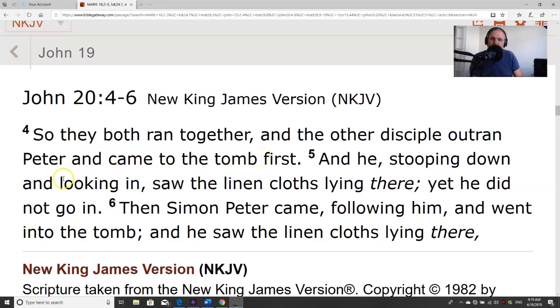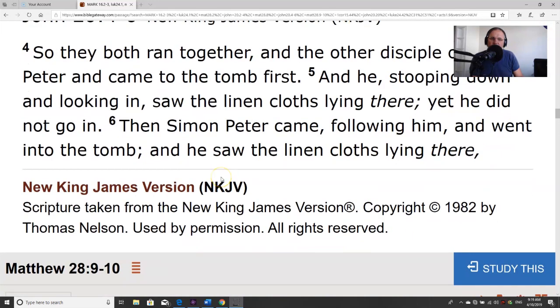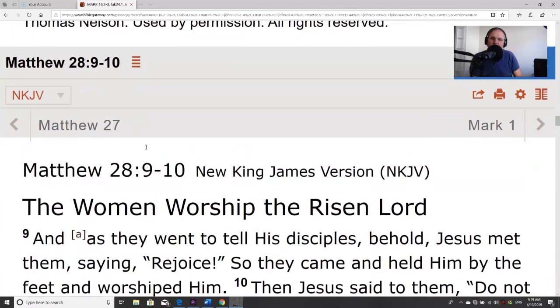And he, stooping down and looking in, saw the linen clothes lying there, yet he did not go in. Then Simon Peter came in, following him, and went into the tomb, and he saw the linen clothes lying there.